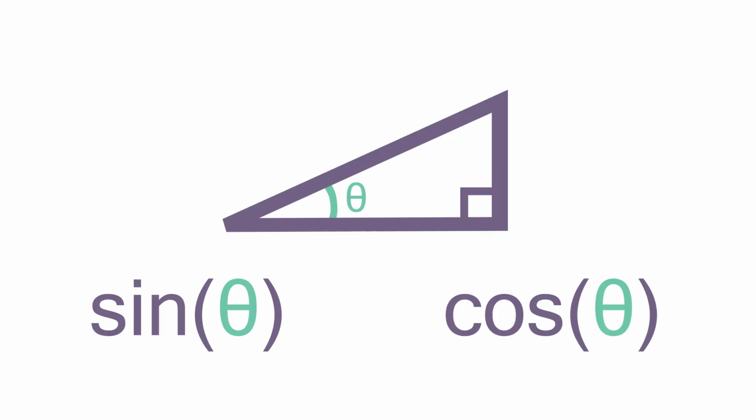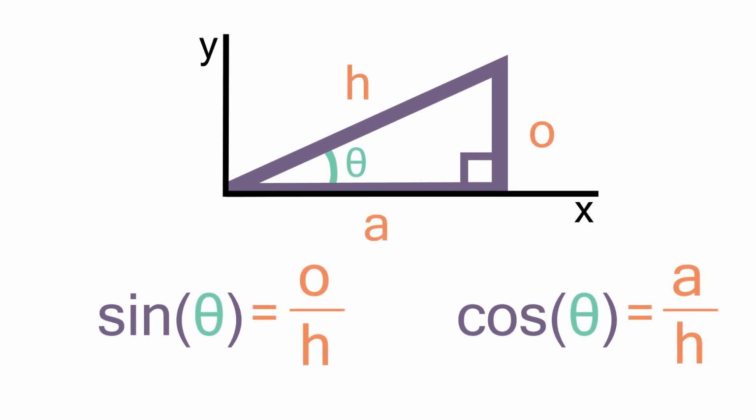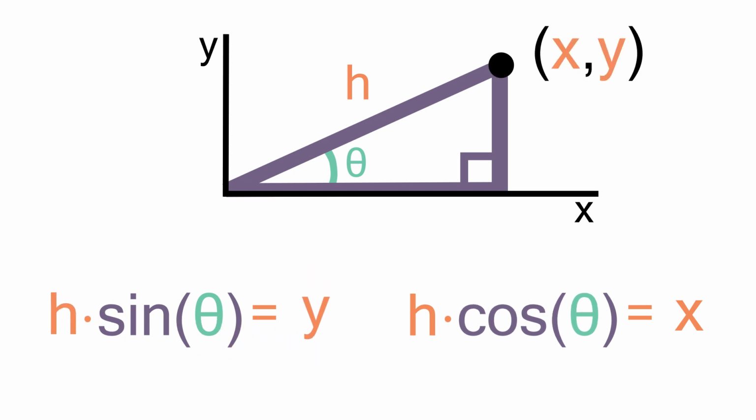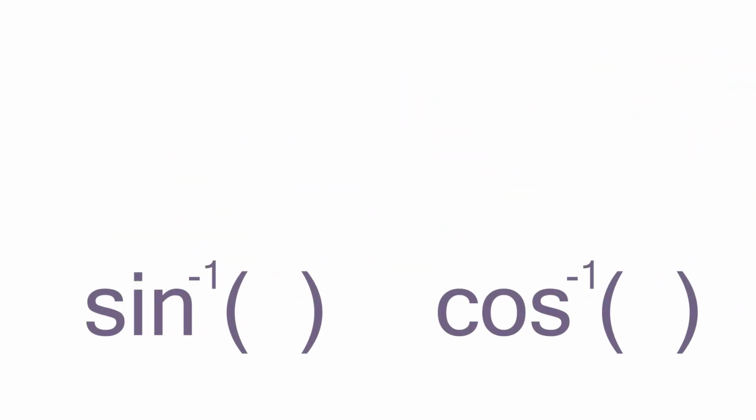Let's get to it. First, let's review sine and cosine. We can use sine and cosine to help us find side lengths of a right triangle. To do this, we just take cosine of theta times the hypotenuse, and this will give us the length in the x direction. To get the length in the y direction, we multiply the hypotenuse by sine of theta. So to find the coordinates of a point, we can use cosine to find the x coordinate and sine to find the y coordinate.